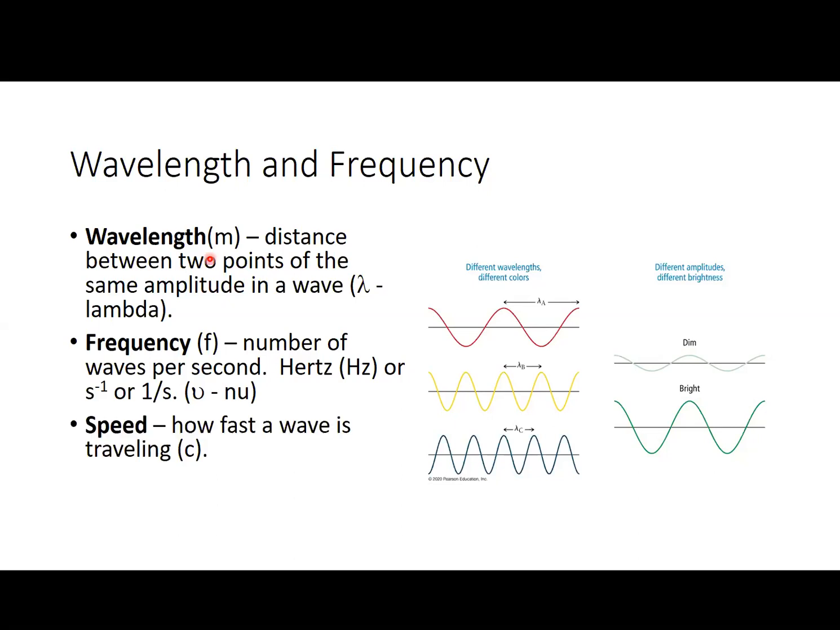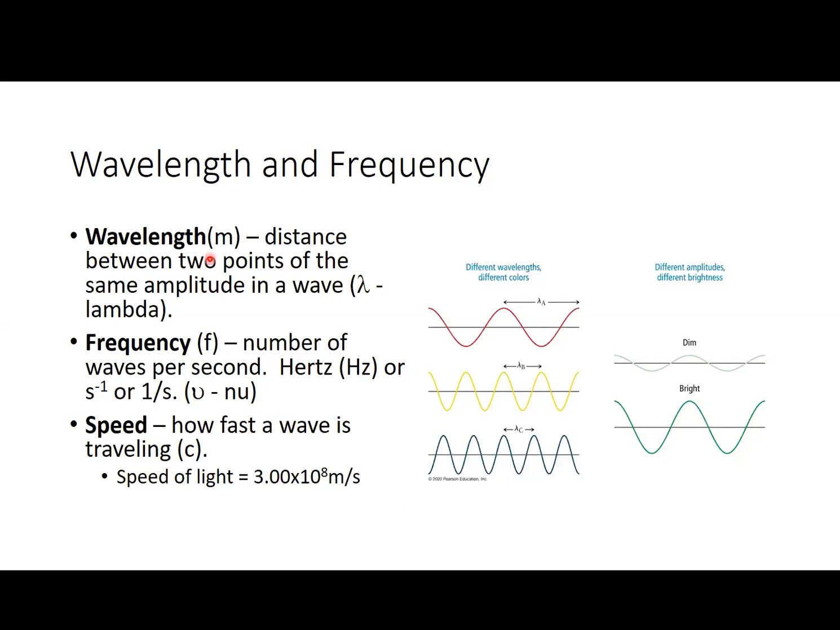And then the speed. How fast is that wave going? Well, that's going to depend a little bit on the medium. Sound waves travel at 343 meters per second. The speed of light, however, is the speed we're interested in. And the speed of light in a vacuum is 3.0 times 10 to the 8th meters per second. Okay, so it's incredibly fast.